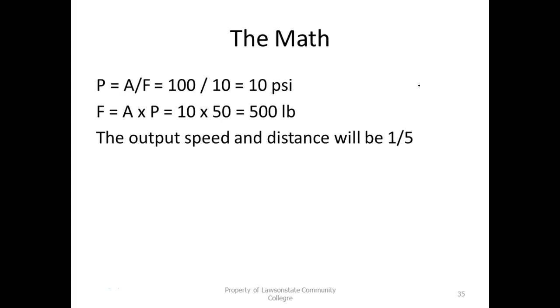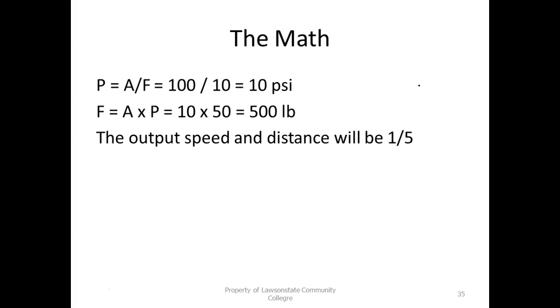So the output speed and the output distance. So here we're using, okay, so I could have skipped a bunch of math, right? You understand? So what could I have done? I could have taken my output area, divided it by my input area, and I got 5. And that's my multiplier. Then I could have just taken my force on my input, multiplied it by that 5, and I would have come up with my output.